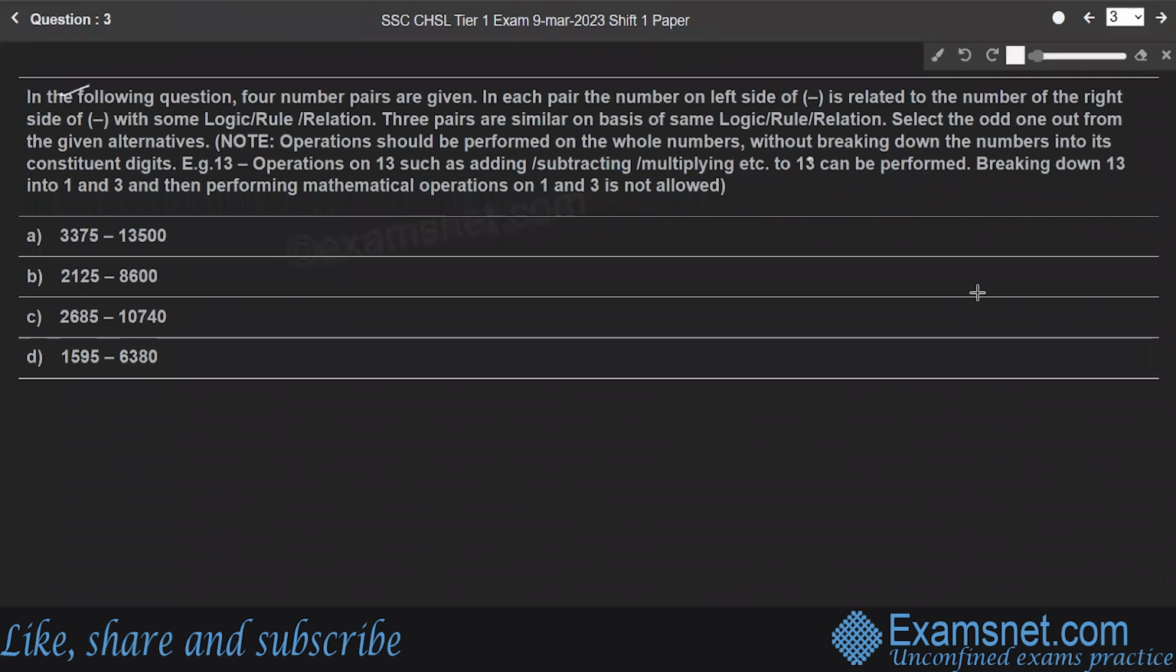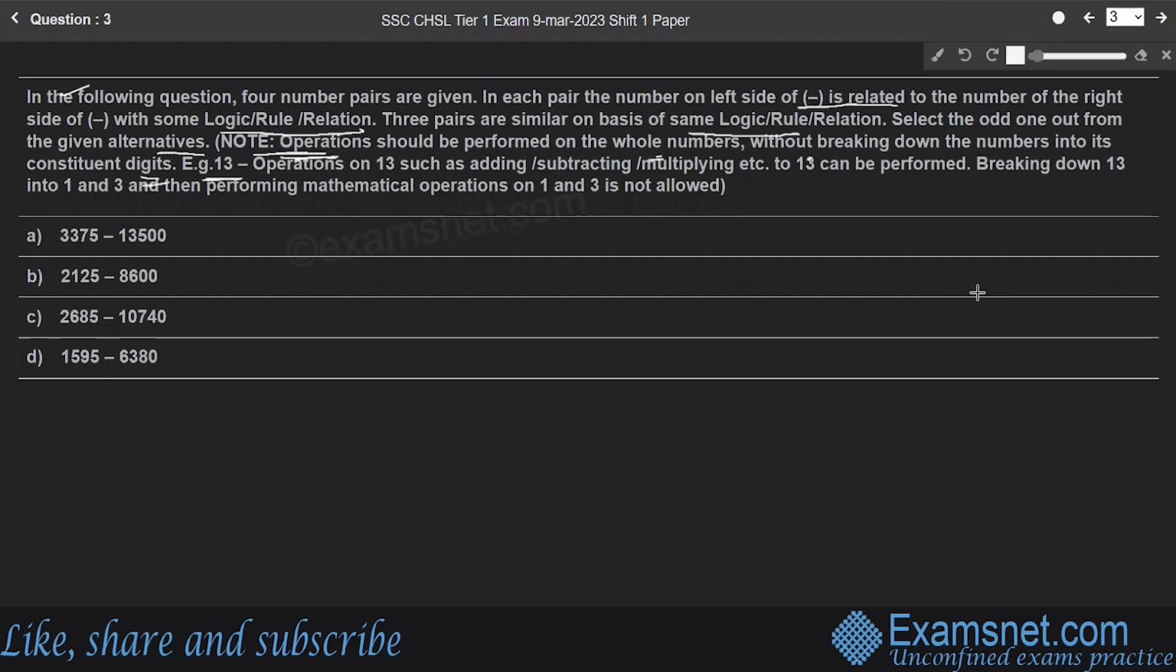Question 3. In the following question, 4 number pairs are given. In each pair, the number on the left side is related to the number on the right side with some logic, rule or relation. 3 pairs are similar on the basis of the same logic, rule or relation. Select the odd one out from the given alternatives. So there is a note here. Operation should be performed on the whole numbers without breaking down the number into its constituent digits.